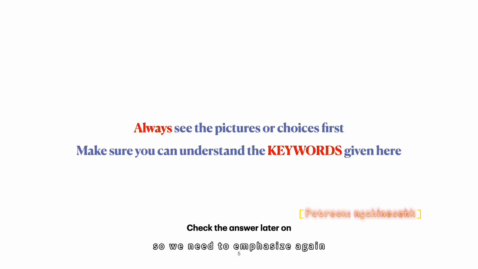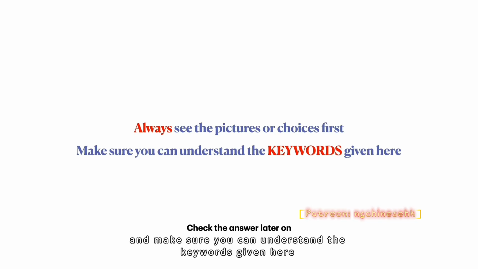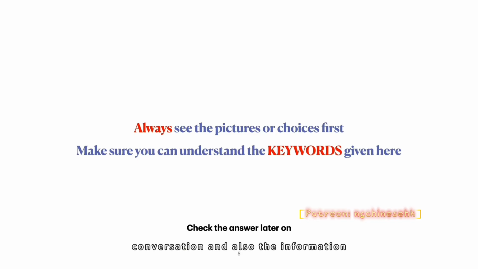So we need to emphasize again, always see the pictures or choices first, and make sure you can understand the keywords given here. So what if I cannot understand the whole sentence? No worries, we will let you know. Even if you could only partially understand the sentence, you will still be able to get the correct answers. So later on, we will let you see the pictures, conversation, and also the information when we are doing the sample paper. So when you do the sample paper with us, please do it by yourself first and check the answers later on.